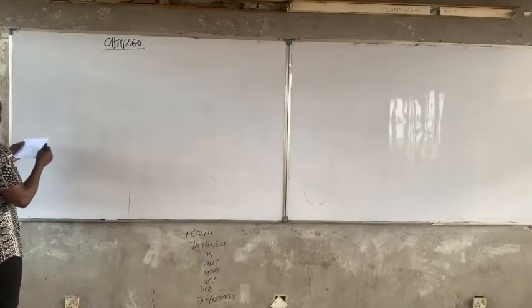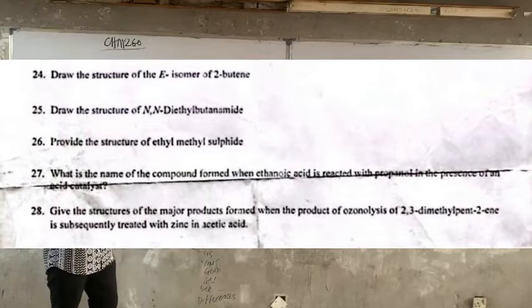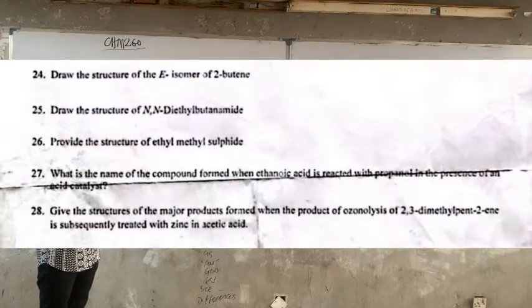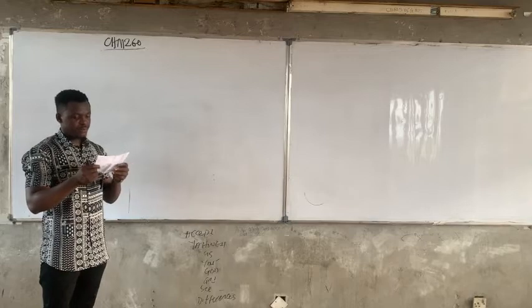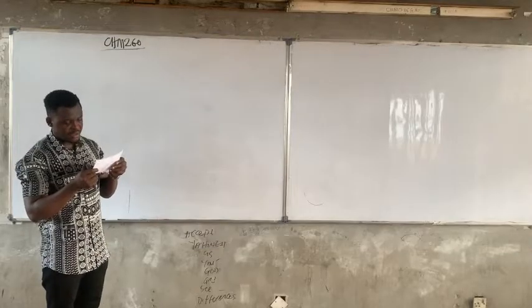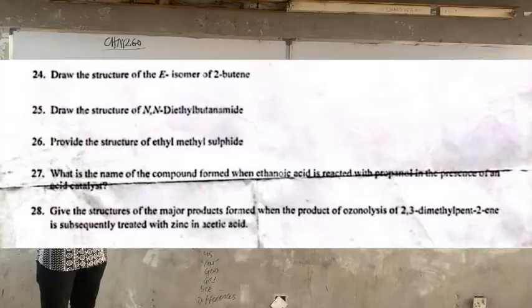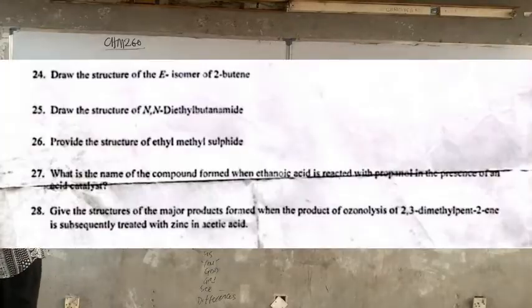Now, question number 28 says, give the structure of the major products formed when the product of ozonolysis of 2,3-dimethyl-2-pentene is subsequently treated with zinc in acetic acid. Now the question will be displayed on the screen, so you can read out the question for yourself.